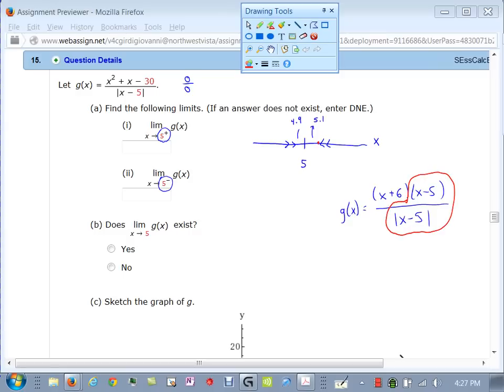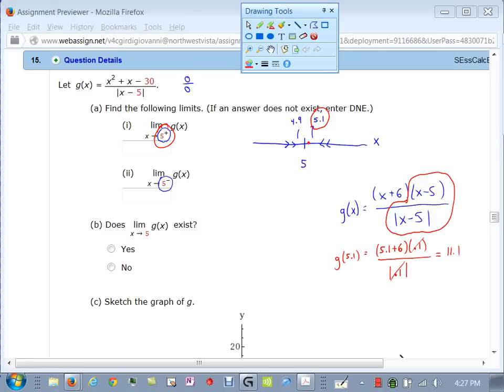Let's just try something. Let me start with numbers that are to the left. You know what? No. Let's start with this one over here. So let's start with numbers to the right. Okay. Let's just try 5.1. So let's say I plug 5.1 in here. What's g of 5.1? Well, we get 5.1 plus 6, and then we get 5.1 minus 5 is 0.1, over 5.1 minus 5 is 0.1, but absolute value. Well, the absolute value of 0.1 is 0.1. So these do cancel because they're the same sign. And therefore, I just get, what is that, 11.1.